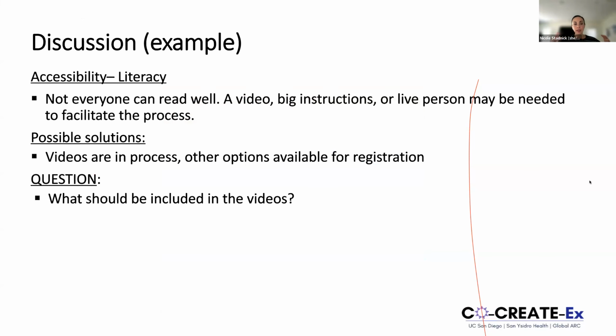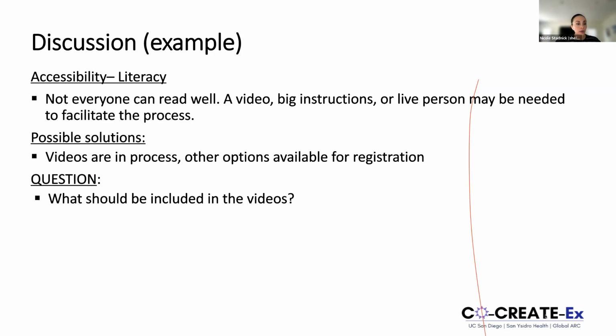So we reminded them, many of you shared that literacy or difficulties with literacy was a potential failure of our approach. Not everyone can read well. A live person may be needed to help with this process. So we came up with some possible solutions, including developing a video of the instructions and other options for registering and accessing this test. Question for the advisory board was, what should be included in the videos specifically to address this failure potential of people's difficulty with reading?